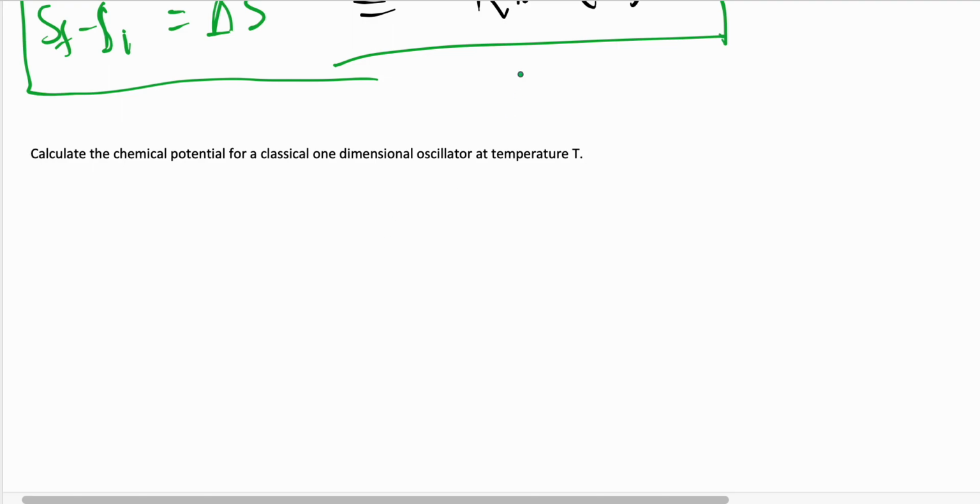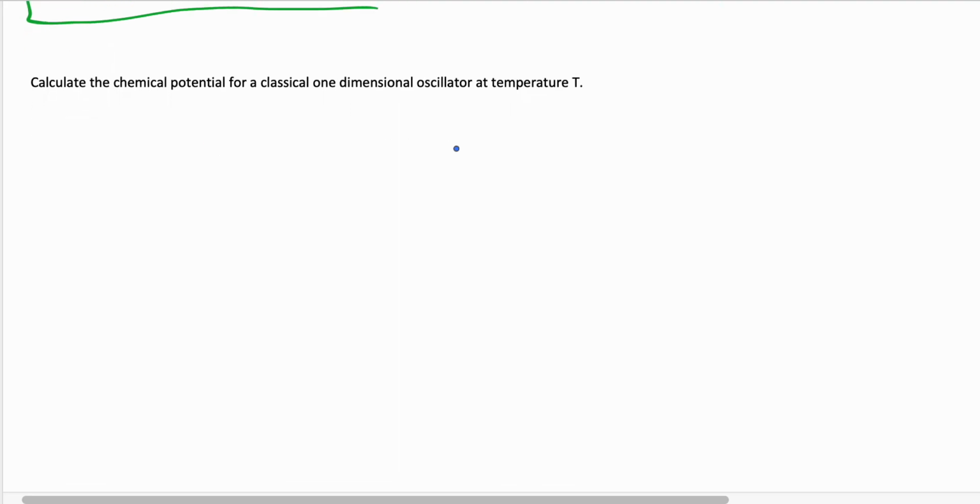Here it is asked to calculate the chemical potential for a classical one-dimensional oscillator. Let's do it. Whenever we have to calculate like this in statistical mechanics, we first have to calculate the partition function. For the partition function, we need to write what the Hamiltonian is.